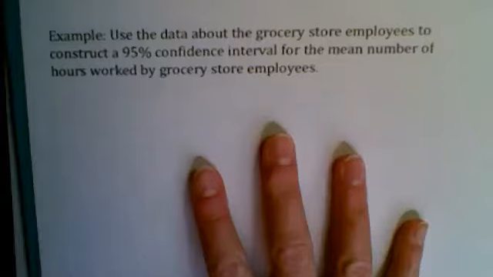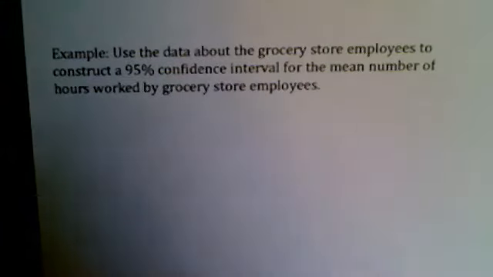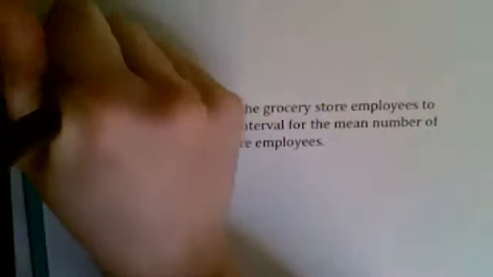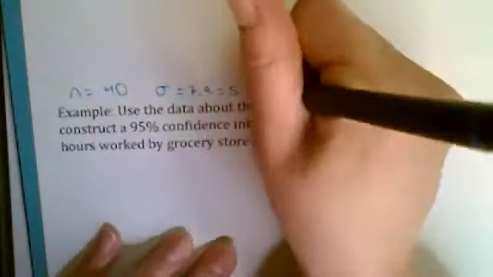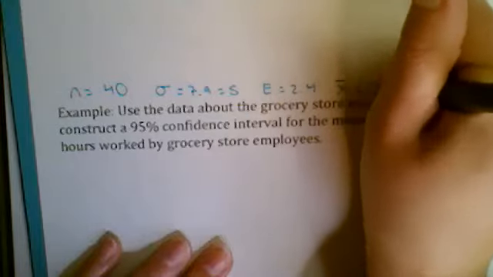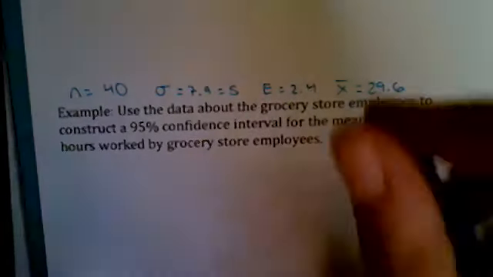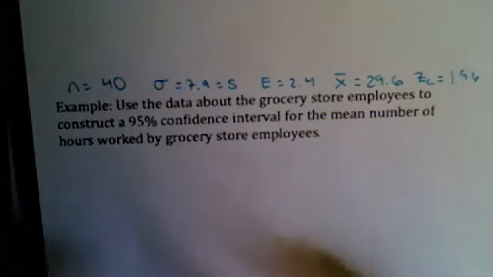All right, so our grocery store example, let's find the confidence interval for that. Hopefully you remember we had n was 40, our sigma was 7.9, which we used for S. We had an error of about 2.4 that we found. We found the mean to be 29.6. I think that was all of the information. Oh yeah, 95% confident is 1.96. That's everything that we need.